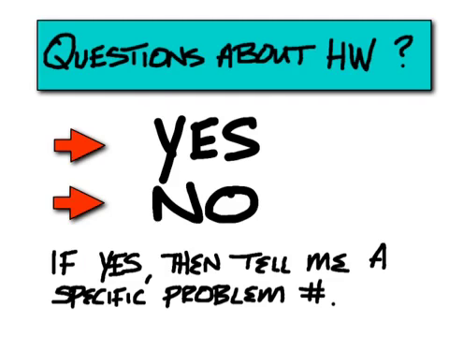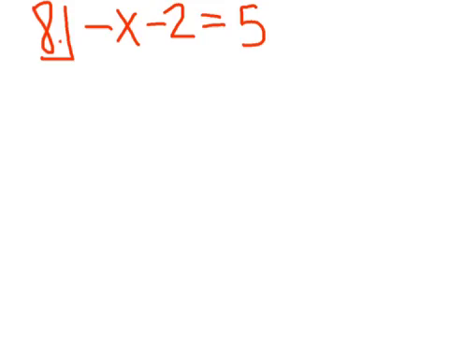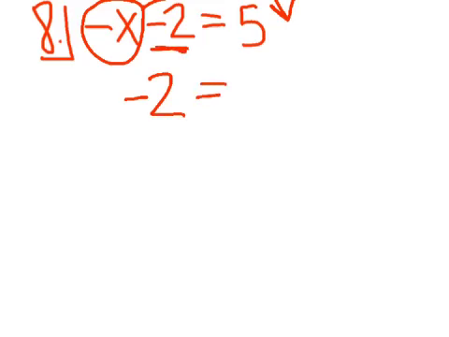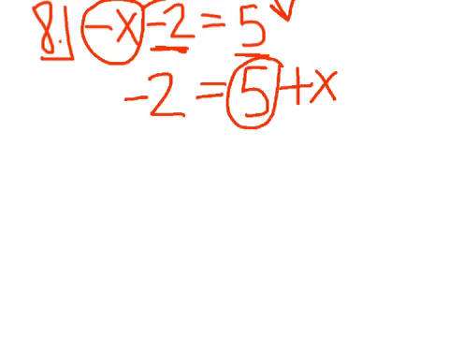Okay, any questions on the homework? Okay, so for this, first step we want to do is take our negative x and move it to the opposite side to make it positive. So on the left side, we are left with negative 2 from right here. On the right side, we have 5 plus x. When we move our x over, it changes it to a plus x. Next, we need to move our number 5 to the opposite side.